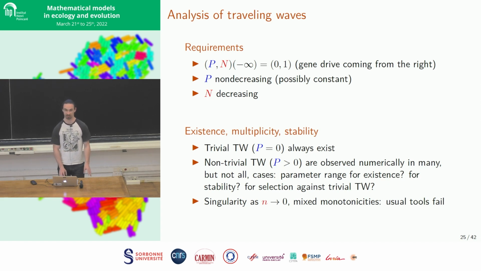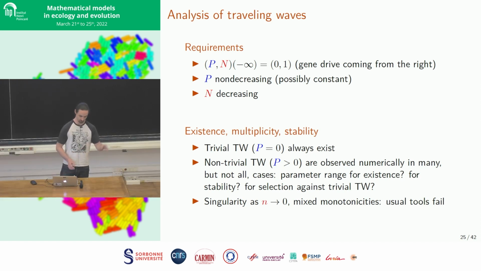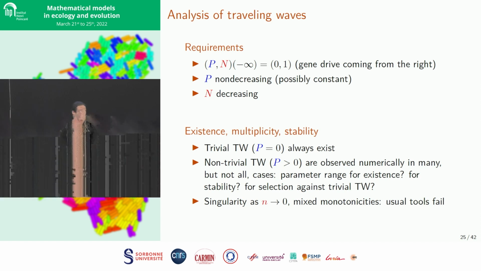The first one is that the traveling wave with no gene drive always exists. It's the Fisher-KPP traveling wave for the wild-type population, and it's always there, and there is a half-line of such traveling waves. The second problem is that the non-trivial traveling waves, so the ones with drive, are observed numerically in many cases, but not in all cases, as I showed earlier. And so there should be some parameter range for existence, for stability, and for selection against trivial traveling waves.